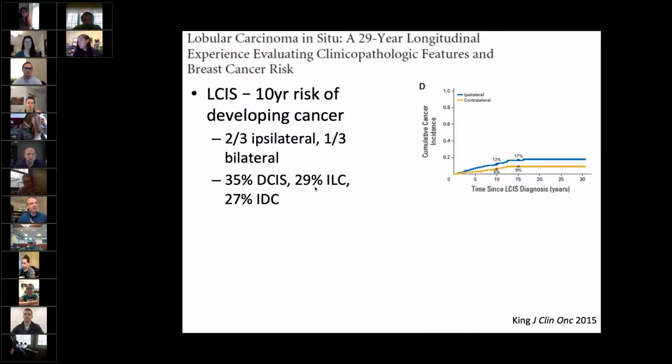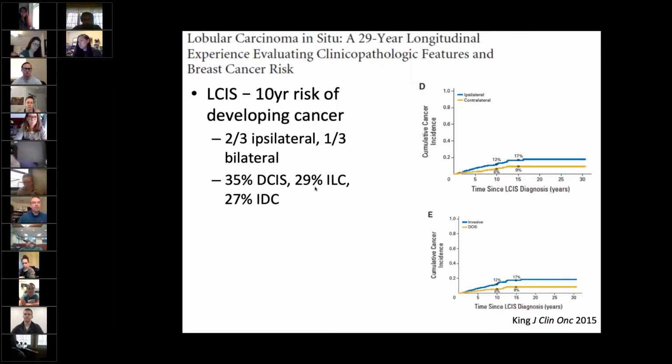But the bottom line is that LCIS is a marker of risk. It doesn't turn into a lobular cancer. It's not a pre-malignant lesion. So again, about twice as many will be invasive and twice as many will be ipsilateral, but you are at risk for bilateral cancer.